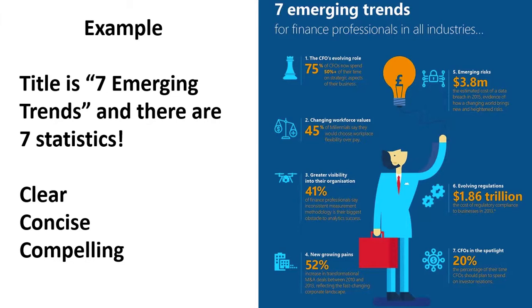So here's an example of an infographic. Title: 7 Emerging Trends for Finance Professionals in All Industries. Well, there you go. Right there, you've got the intended audience, right? And it says 7 emerging trends, and look at that. Lo and behold, there are 7 emerging trends on the infographic. Please don't put 7 emerging trends as your topic and then have only 5 trends, or 8 trends. That's just a poorly constructed infographic.